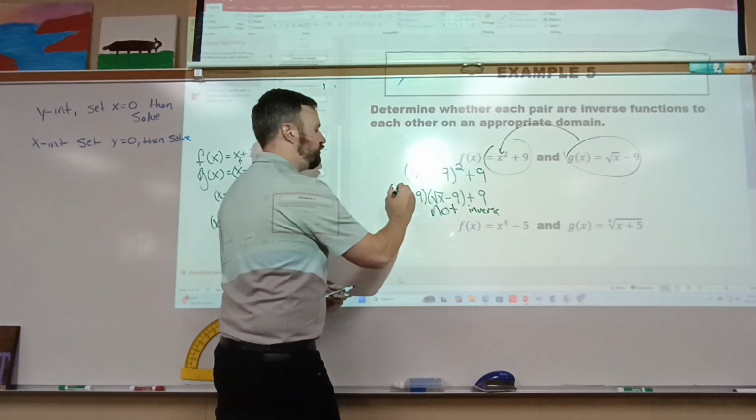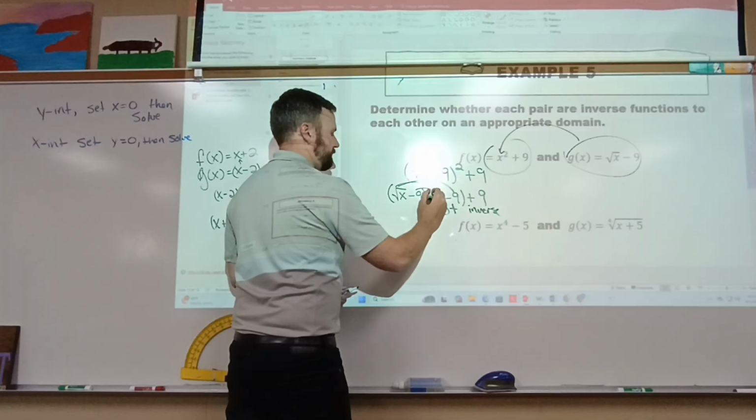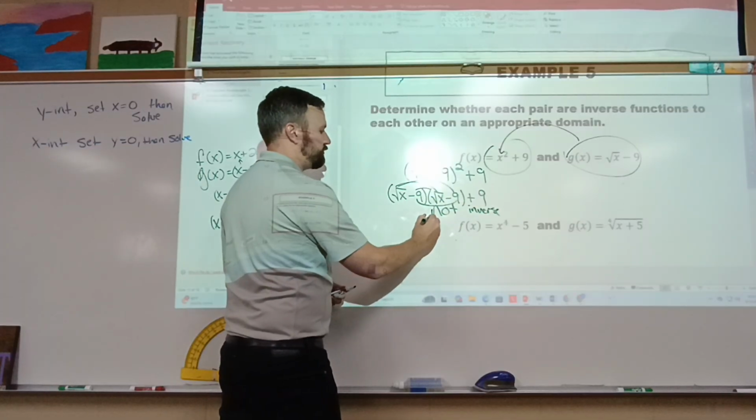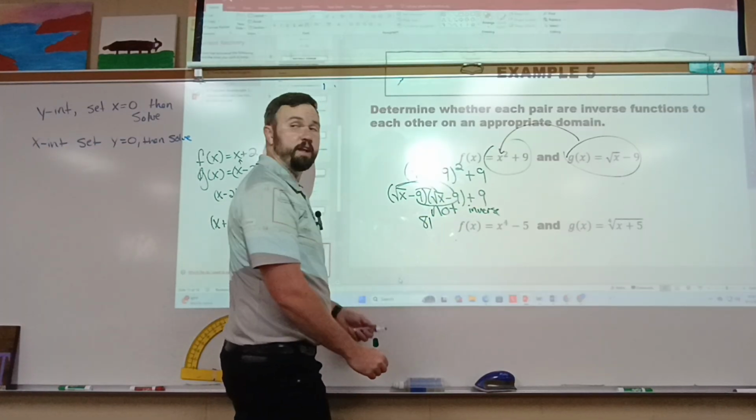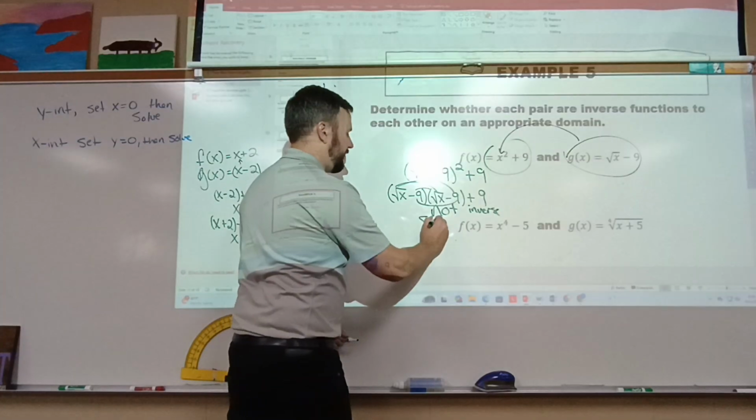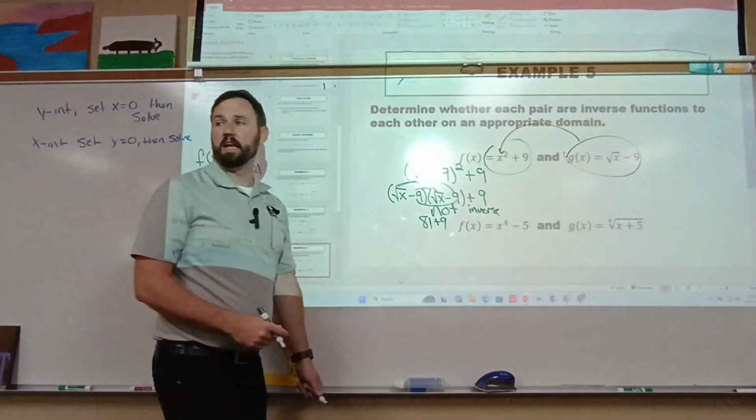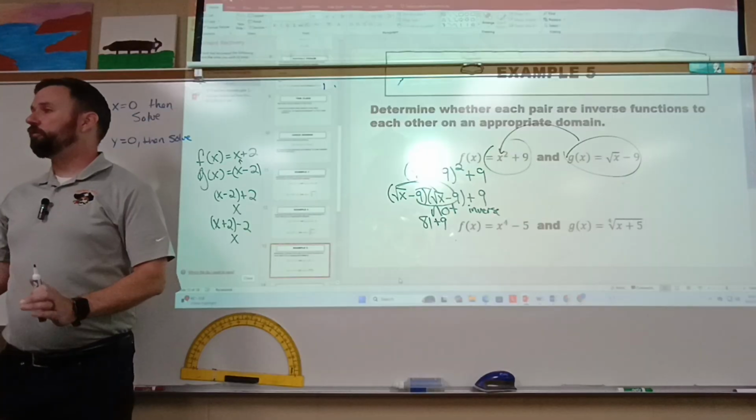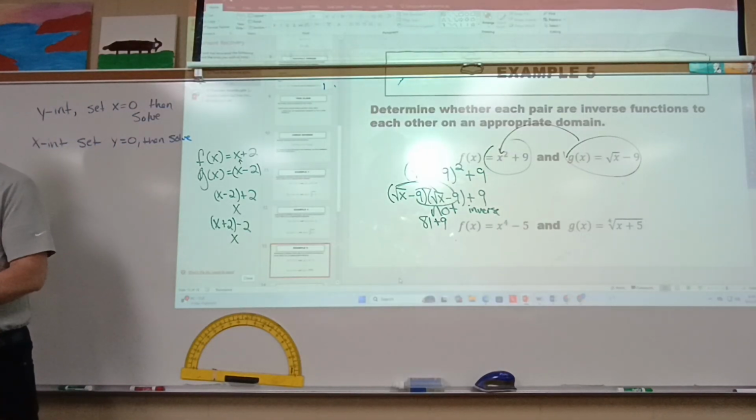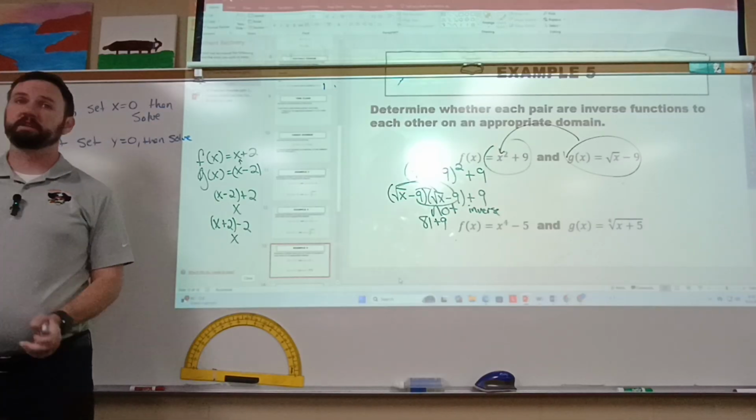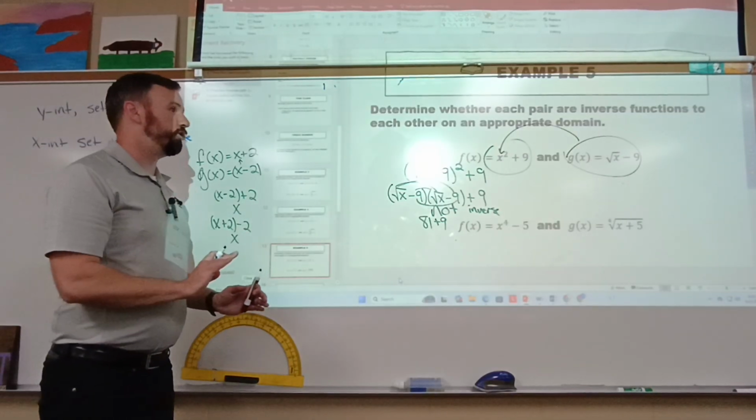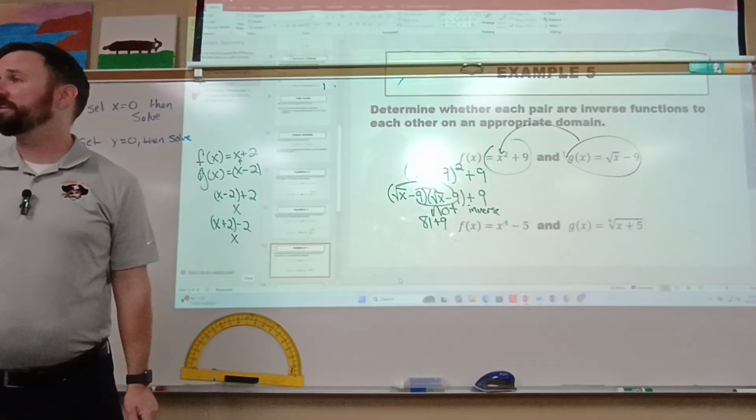You could, if you needed to, FOIL it out. But I just know because these last 2 terms are going to be 81, right? Negative 9 times negative 9. And 81 and 9 aren't going to cancel out. There's no way you're going to FOIL this out and it's going to cancel. If you can't see it, you can FOIL it out. But there's no shot. Is that something the kids would say?